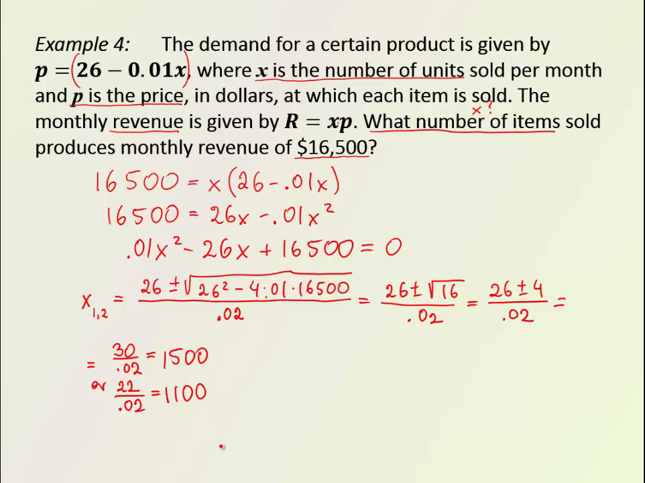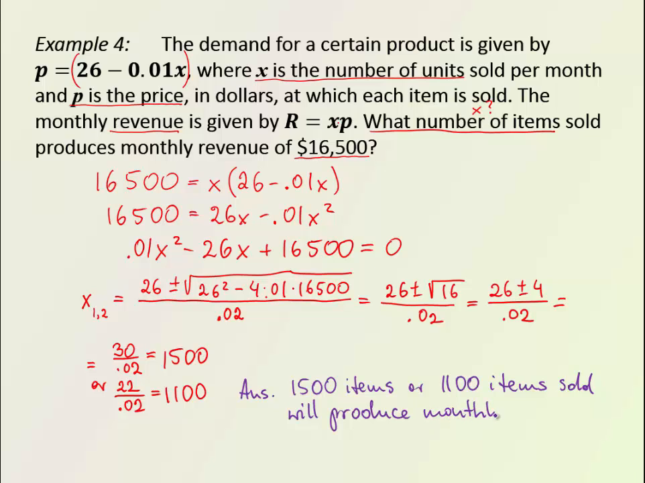So what does this mean? Well, it means that x could be 1500 or 1100 items sold. In both situations, we'll end up with the same revenue, 16,500. So we can give the final answer: 1500 items or 1100 items sold will produce monthly revenue of 16,500.